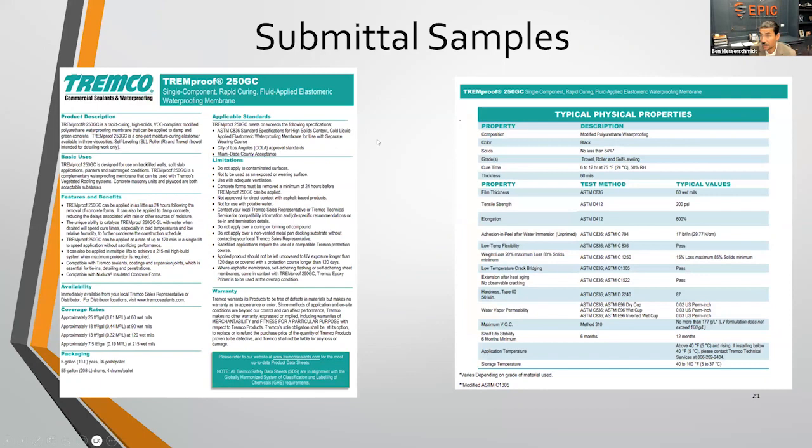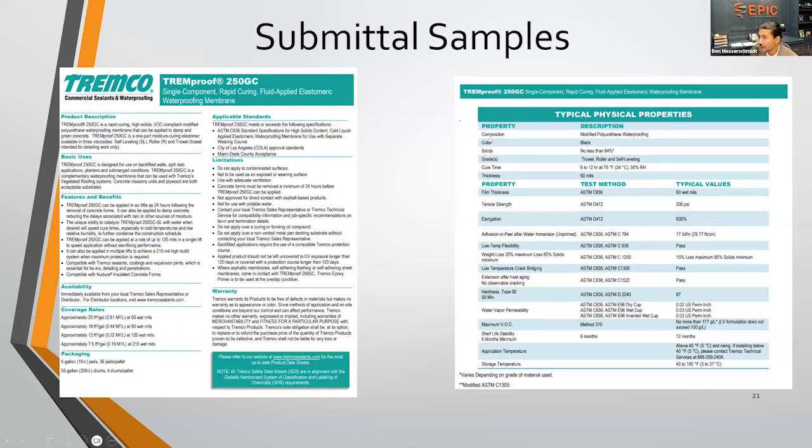Some examples of material submittals is, here you go, a typical waterproofing product. It's going to be the Tremco 250 GC. It's a cold applied waterproofing. So this is going to be a typical submittal. So it lets you know, okay, what its basic uses are, so on and so forth, limitations, which is going to be the most important thing for an engineer.